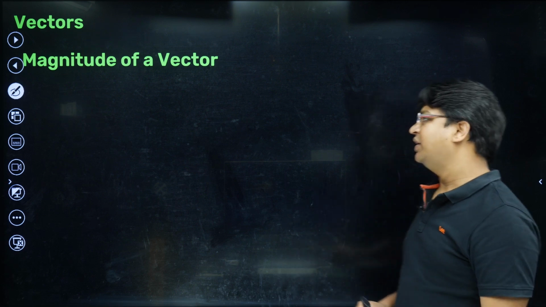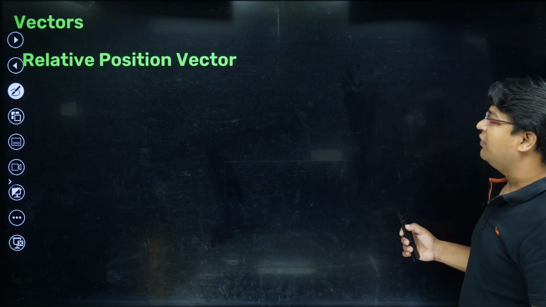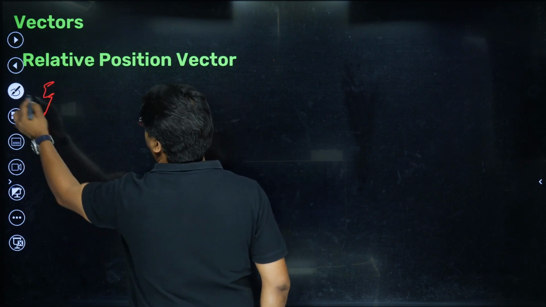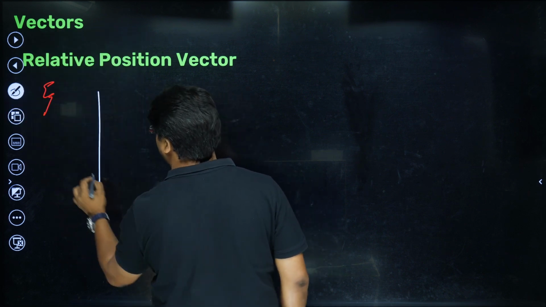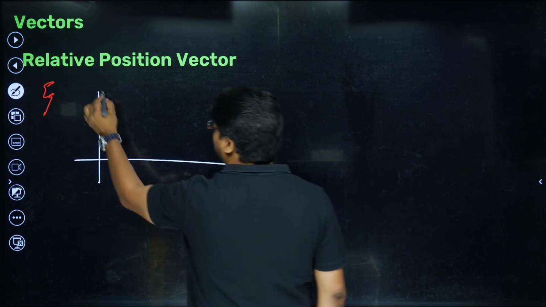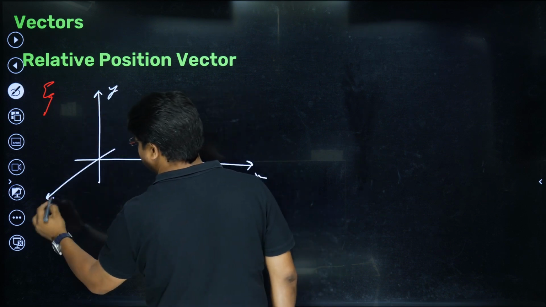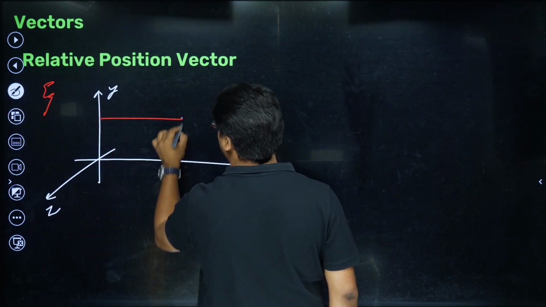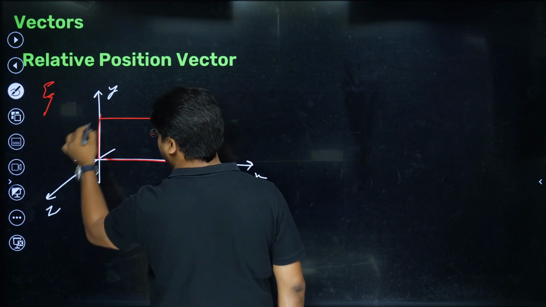I hope this is clear now. Now let's try an example related to whatever we have learned. Let's say this is the x-axis, this is the y-axis, and this is the z-axis. Okay, and let's take a cuboid.